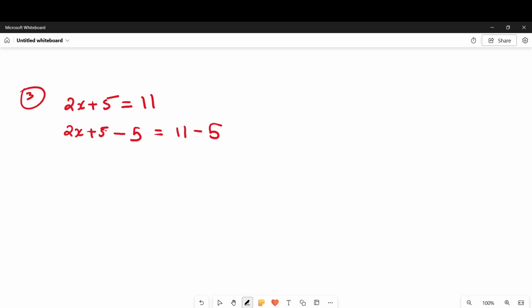So what will be here, this 5 and this 5 will be subtracted, so the answer will be 0. So 2x is left here. 2x equals 11 minus 5, which is 6. So this is the solved one.